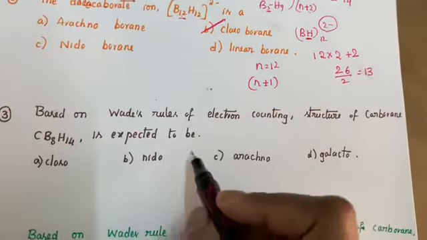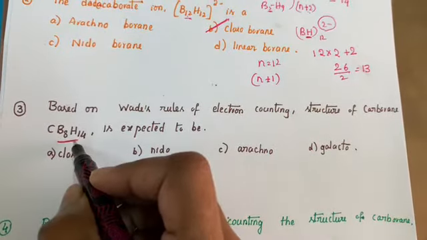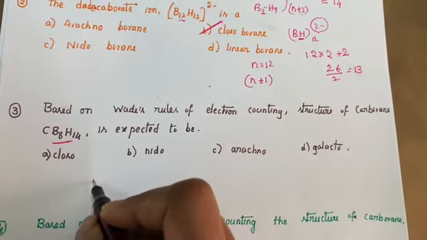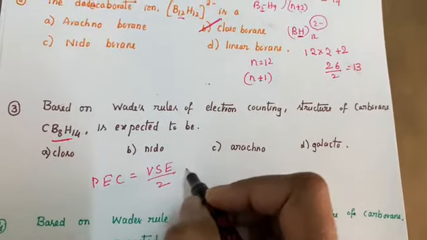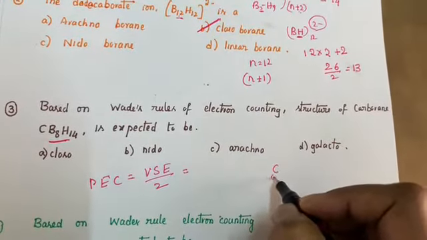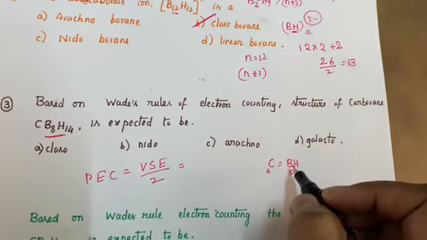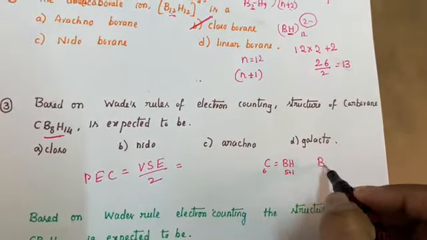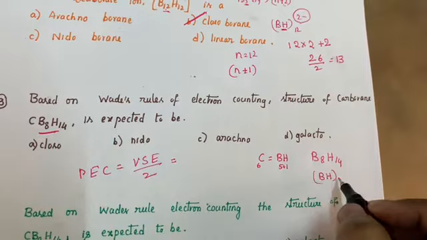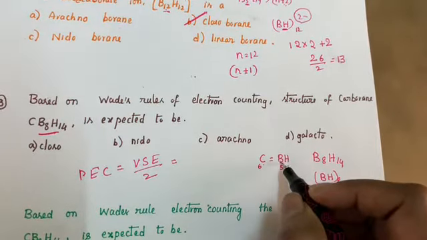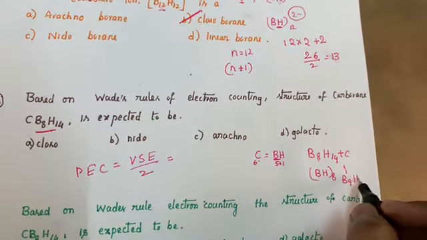Next, the third example: based on Wade's rule of electron counting, the structure of a carborane. For the carborane also the same rule is applicable, that is, the polyhedral electron count can be calculated as total valence shell electrons upon 2. Here each carbon is 6, which is isoelectronic with BH, that is 5 plus 1, and you can say here B8H14. So the B8H14 can be written as (BH)8, and here another BH comes from the carbon. Instead of carbon you can write this as B9H15, right?